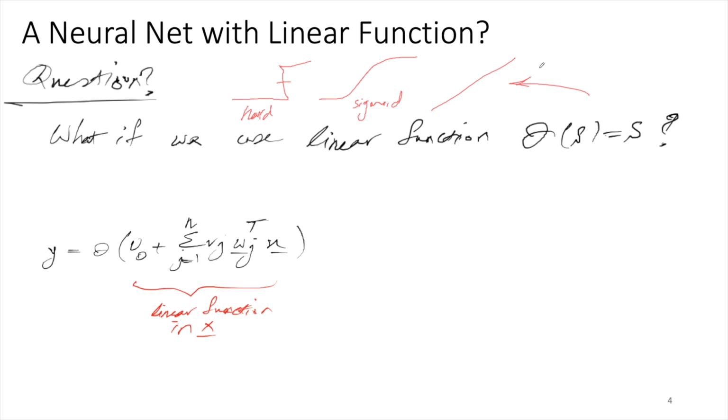So in that case, your output y would be the output of the function theta, which was a linear classifier, of v0 plus the summation of j's from 1 to n, vj times w, a vector of weights, transpose of j, multiplied by your inputs, right? And that was a linear function in x because this was linear as well, right?